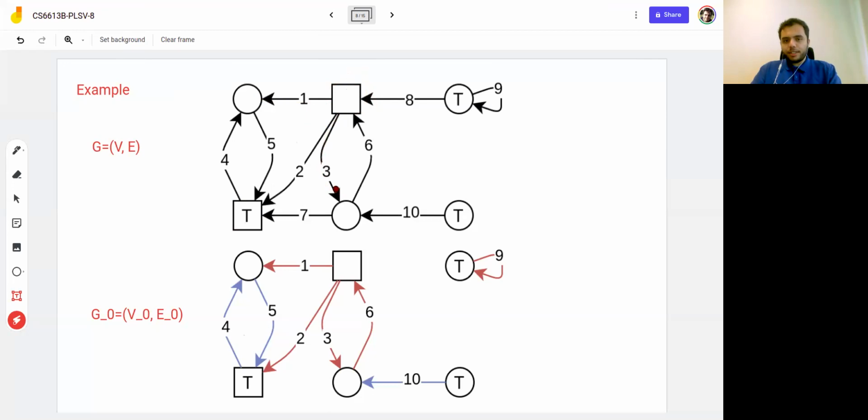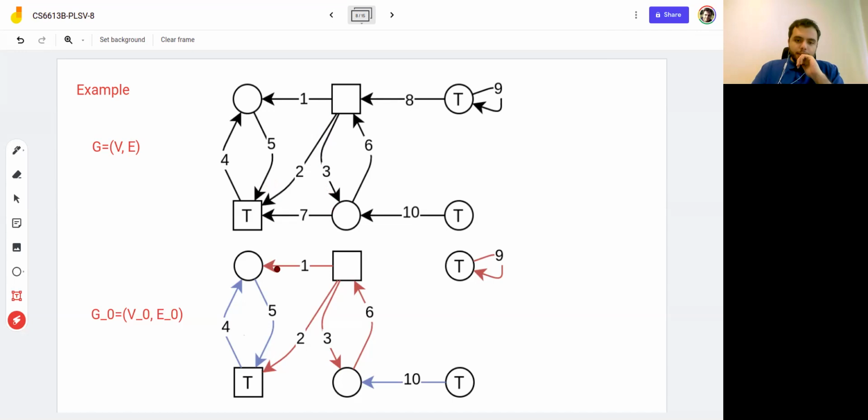And then for the rest of the numbering, I don't really care how the numbering is done. So I just give a number to every other edge. The only thing that I care about is that the edges that come out of player 2 non-target vertices are put first. So this is 1, 2, and 3.